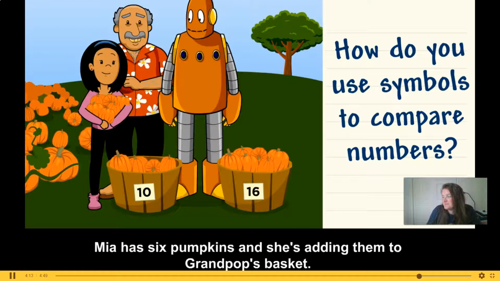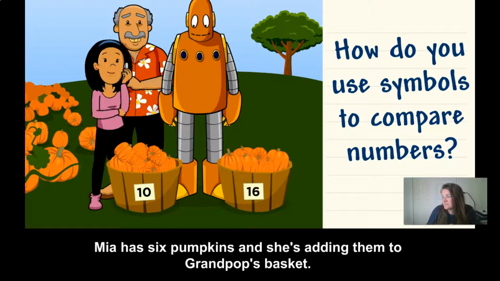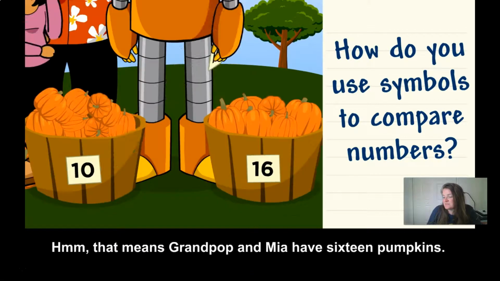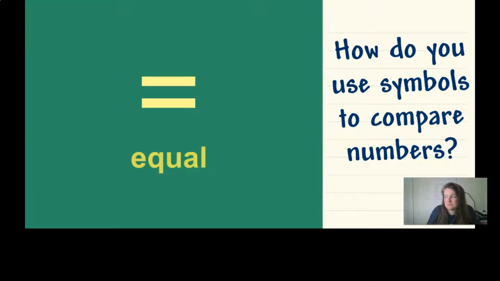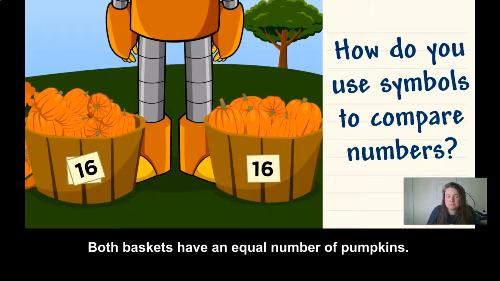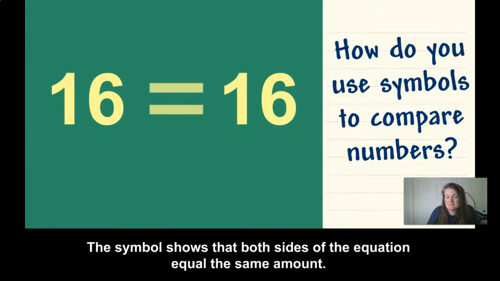Mia has 6 pumpkins, and she's adding them to Grandpop's basket. That means Grandpop and Mia have 16 pumpkins. That's the same number as you, Moby. This is the equal sign. Both baskets have an equal number of pumpkins. They both have 16. The symbol shows that both sides of the equation equal the same amount.